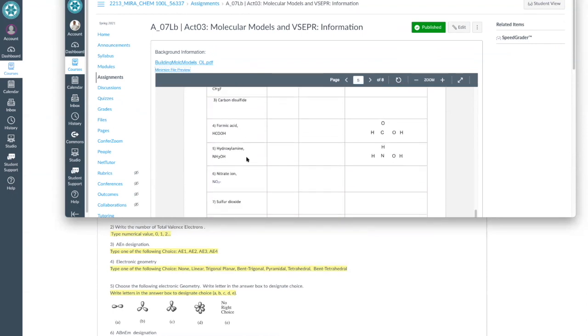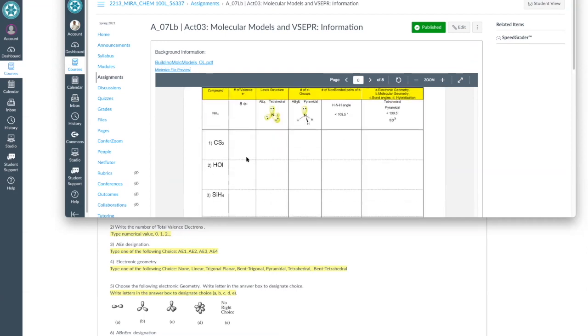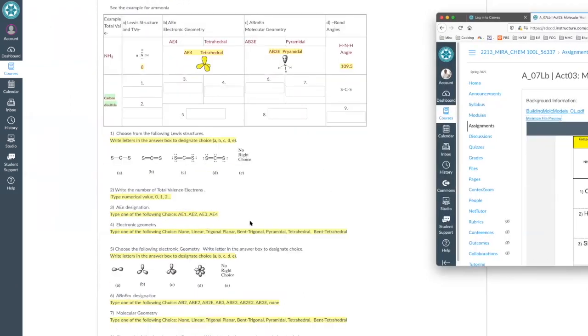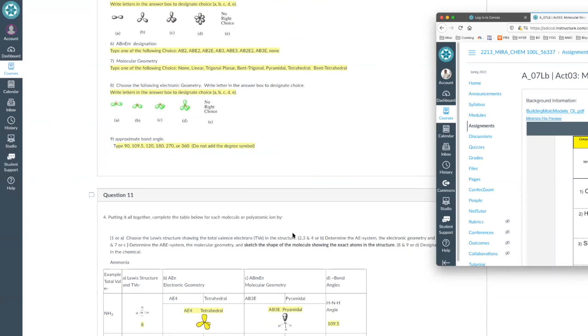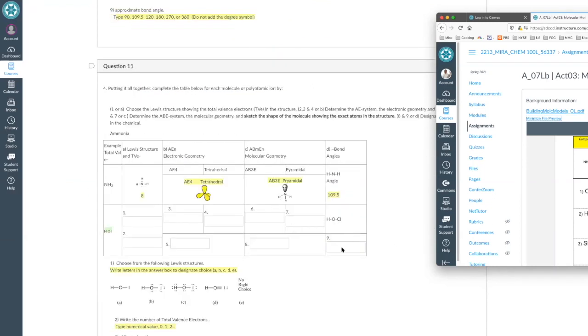What you guys are going to be doing is right here, carbon disulfide. You guys are going to put the valence electrons, the AE designation, the geometry, and then the shape, and then the molecular geometry. And so that's basically what you are doing here. Okay, so that's the second part of your activity.